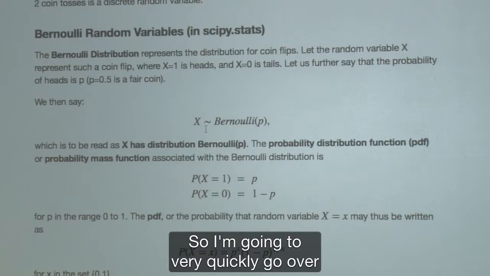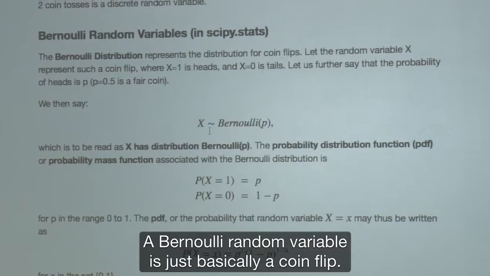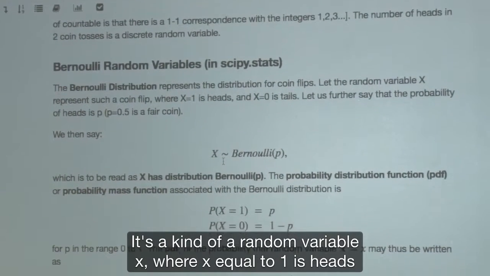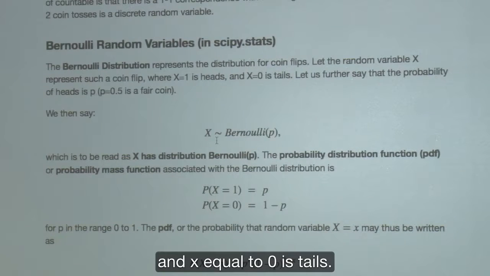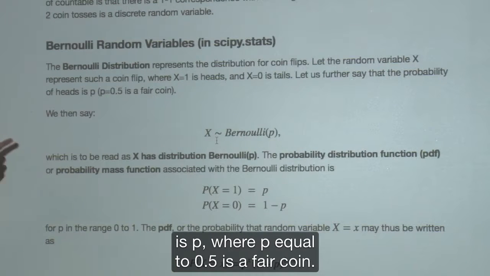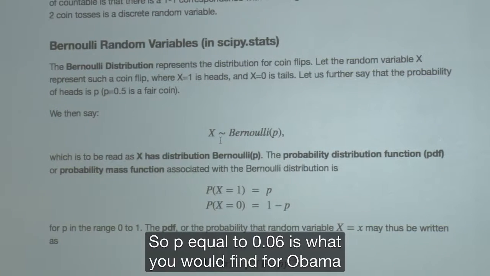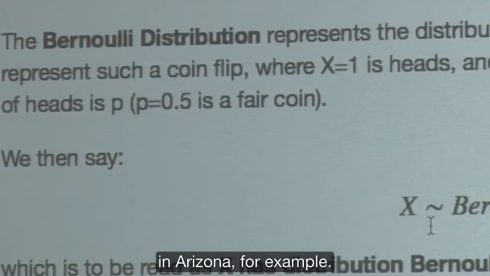So I'm going to very quickly go over this notion of Bernoulli random variables. A Bernoulli random variable is basically a coin flip. It's a random variable x, where x equal to 1 is heads and x equal to 0 is tails. Let us further say that the probability of heads is p, where p equal to 0.5 is a fair coin. So p equal to 0.06 is what you would find for Obama in Arizona, for example.